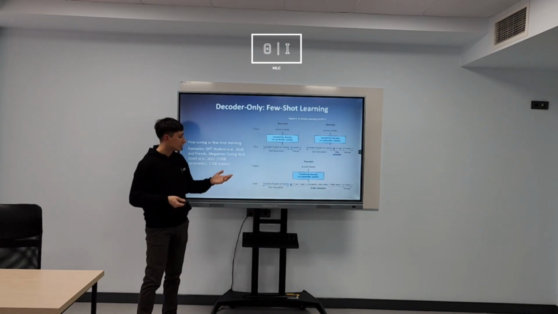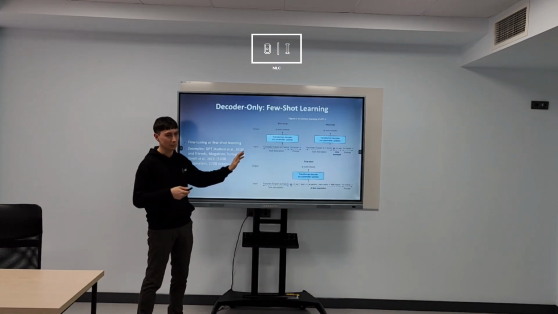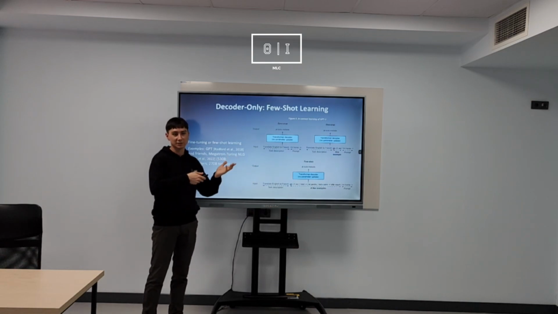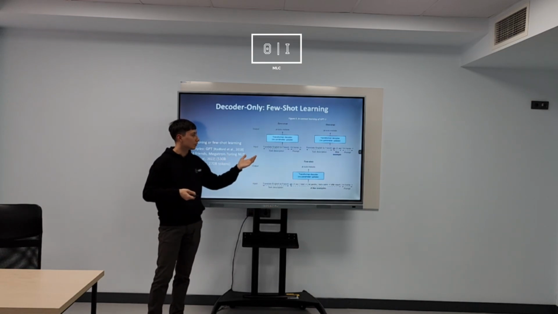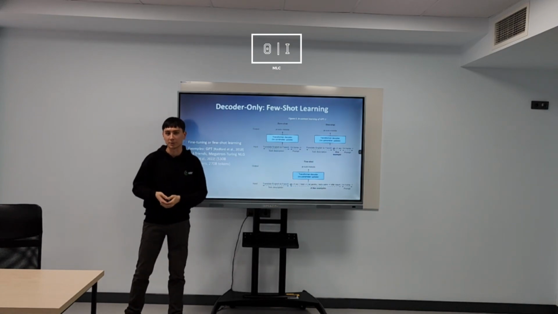Something that we note here is zero-shot learning, when you provide no examples at all. You just say, translate this text from English to French. One-shot learning is when you provide only one example, and few-shot learning is when you provide several examples.